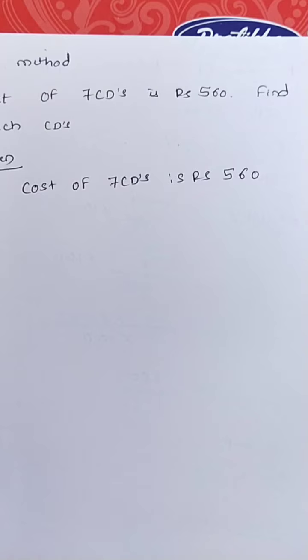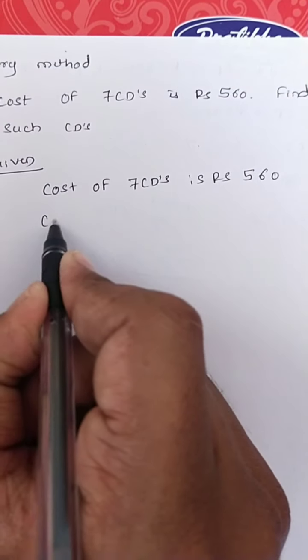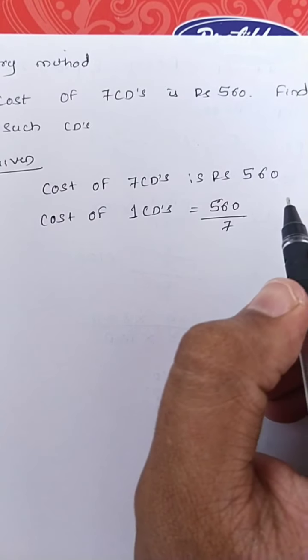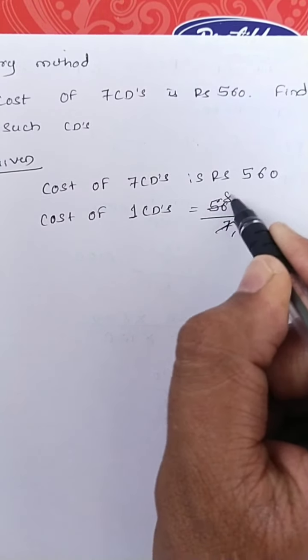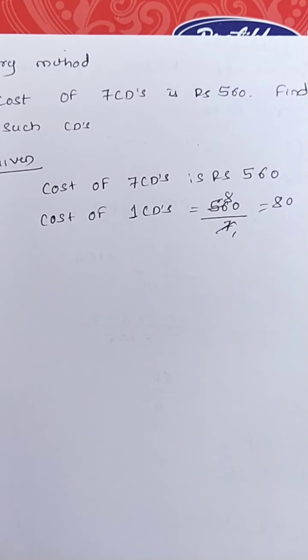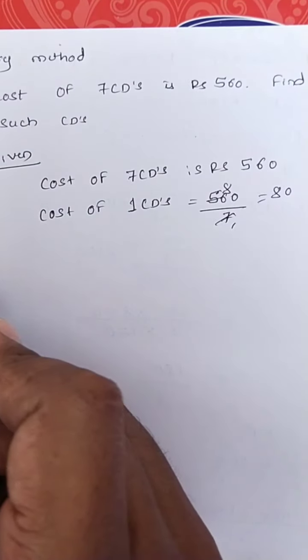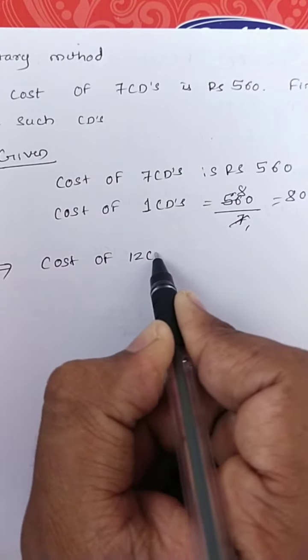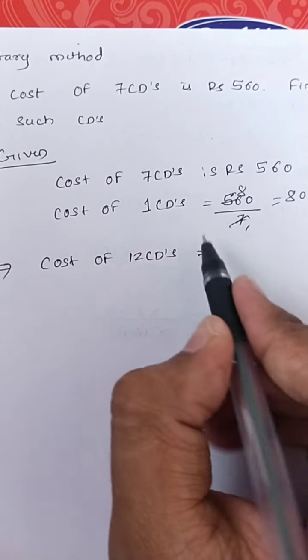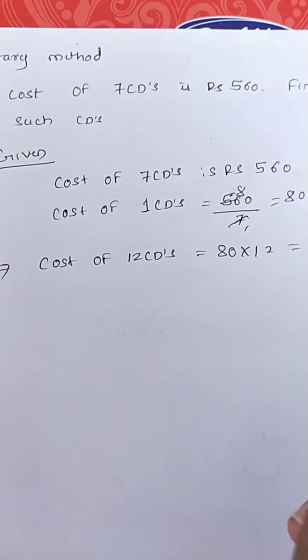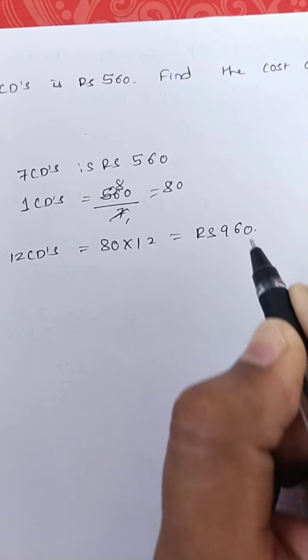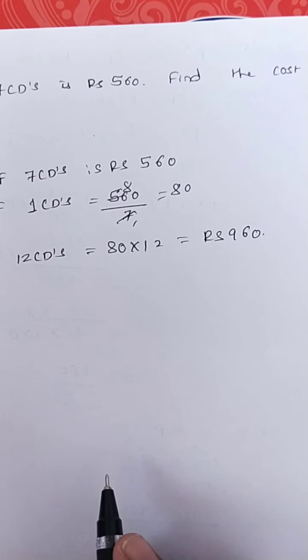Cost of 7 CDs is rupees 560 and the cost of 1 CD I need. We don't know that, so it is 560 divided by 7. 7 8s are 56, that is 80. The cost of 1 CD is rupees 80. I need the cost of 12 CDs. So the cost of 12 CDs is equal to 80 into 12. 12 8s are 96, that is rupees 960. So rupees 960 is your required answer.